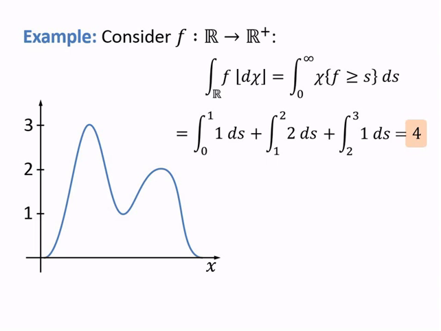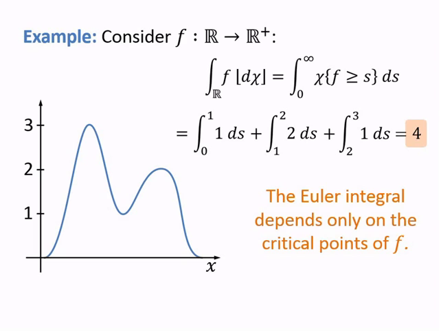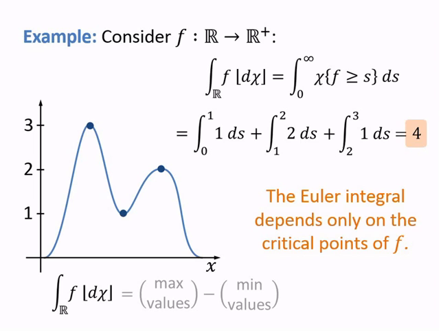What you might notice is that this Euler integral only depended on the critical points of the function. The only places where these super level sets changed was when I passed the critical points. When I passed this critical point, the super level set transitioned from one closed interval to two, and then back to one, to zero. So I can make a connection to Morse theory here. I can say that this lower integral is equal to the sum of the maximum values of the function minus the sum of the minimum values. In this example, I have a maximum value at 3, minus a minimum value at 1, plus a maximum value at 2, and again I get 4.